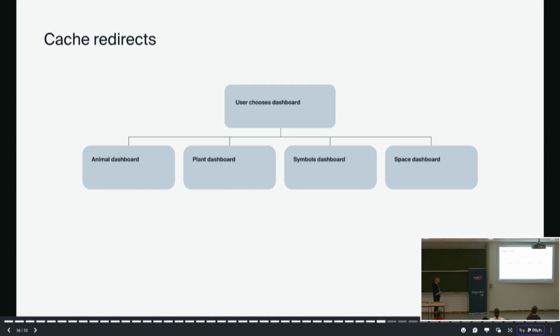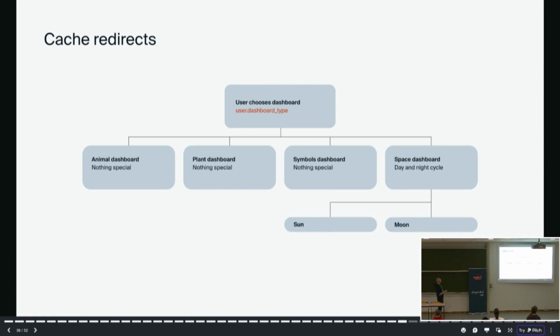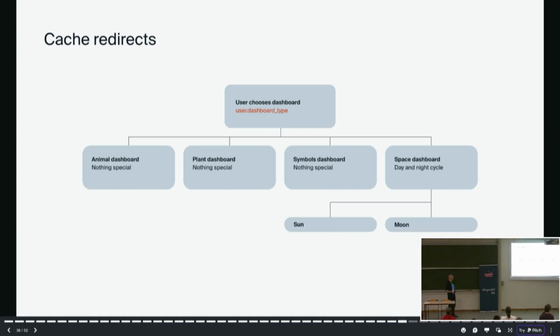So if we choose the animal dashboard, nothing special happens. That would be a cache context called user dashboard type that would represent that, because it's a property on the user, so you would prefix that with user. Nothing special happens except for the space one. The space one shows an icon in the background of a sun when it's daytime or the moon when it's nighttime. Don't ask me why. It's probably prettier, but that's what we have.